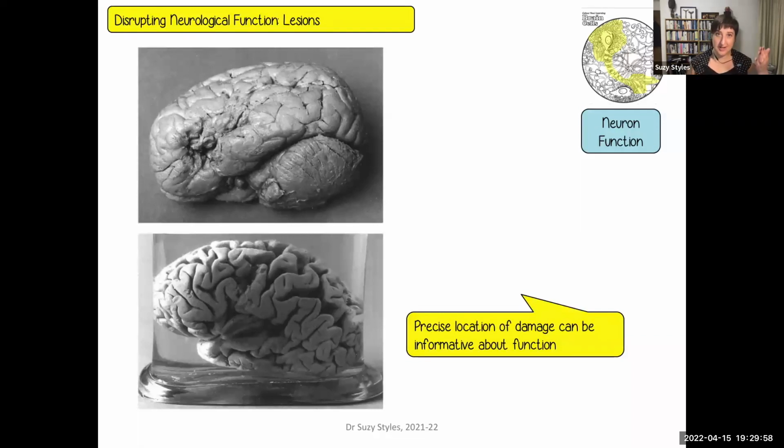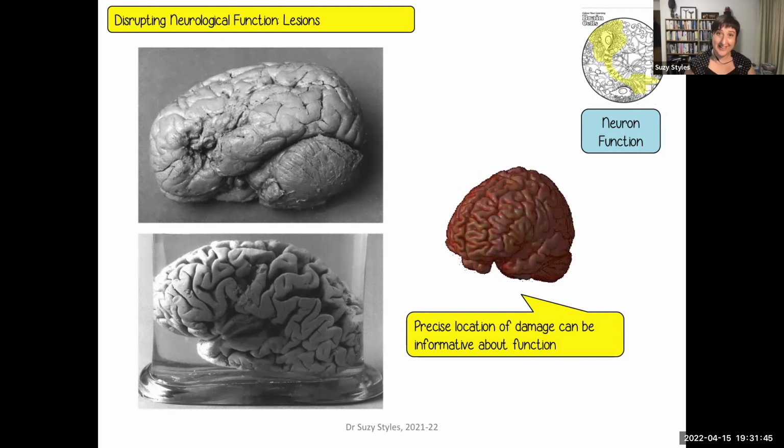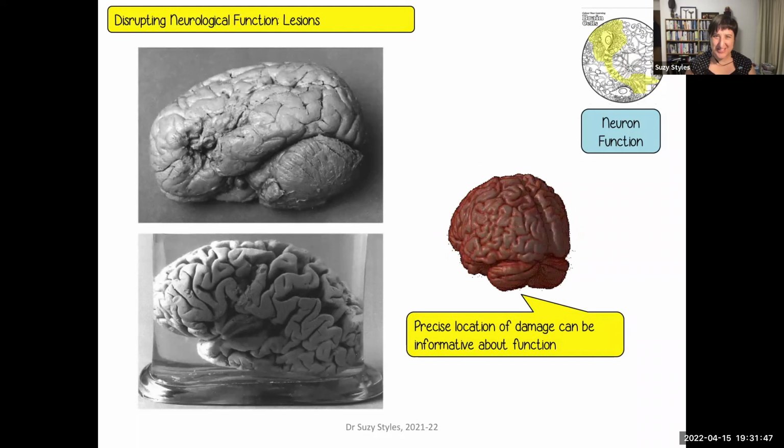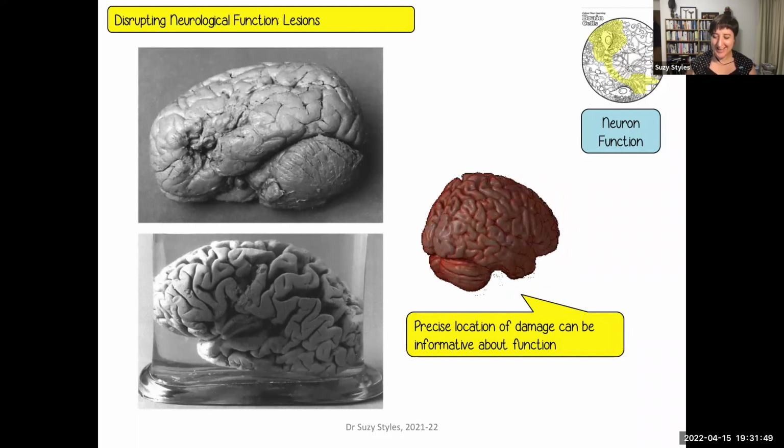So these are the brains of Broca's two first patients. Broca was one of the first to document that in his clinical work, when he observed patients who had particular kinds of language impairments, he was able to identify later on in post-mortem that they tended to share patterns of neurological damage as well.